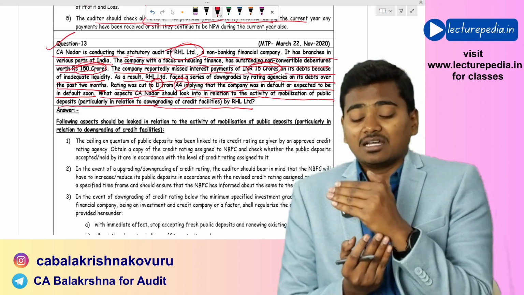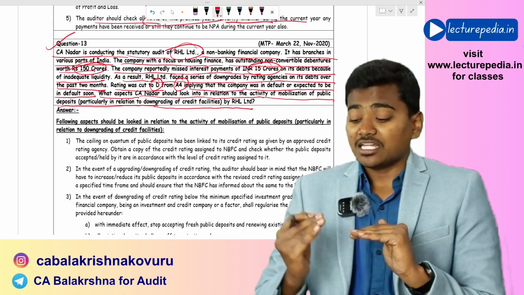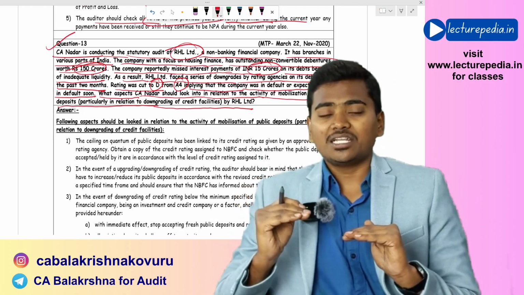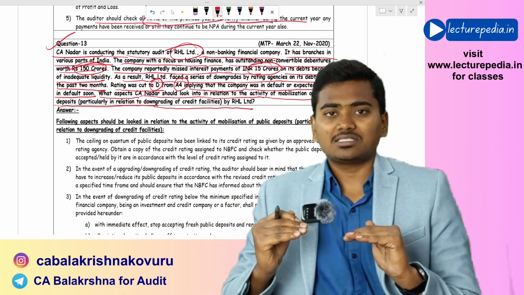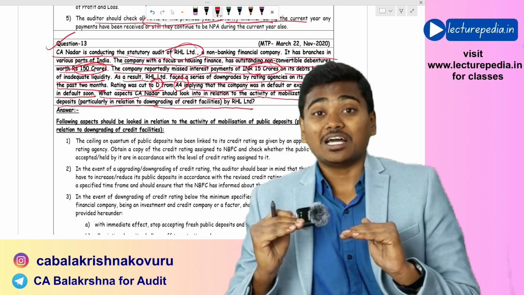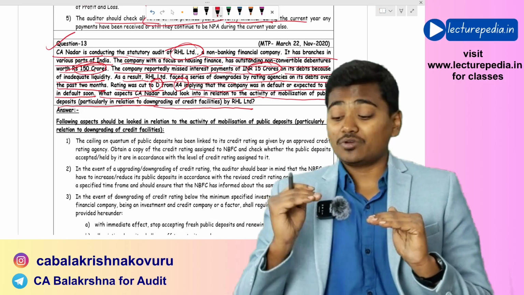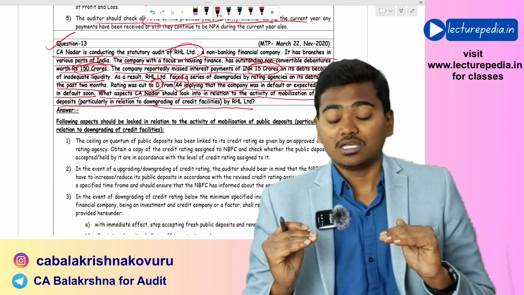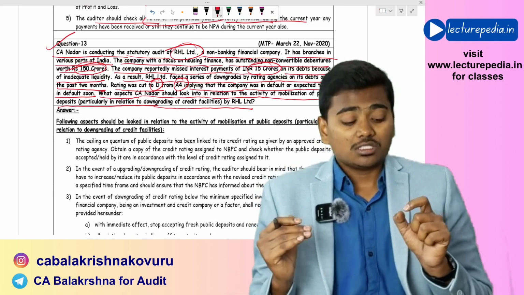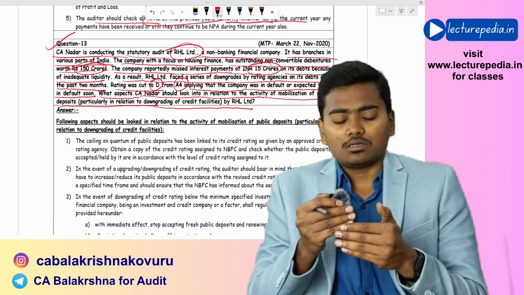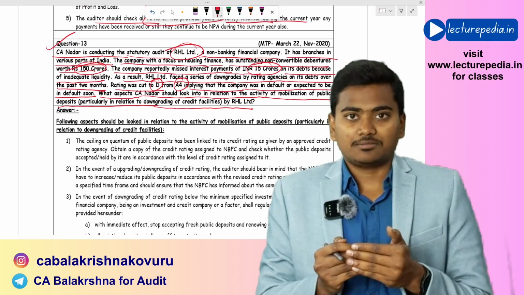Basically, if the credit rating has decreased, the respective borrowings of the NBFC should also be decreased. Borrowings or the deposits that the NBFC has taken should also be reduced in line with the respective credit rating. That has to be checked, whether it has been reduced or not. If it is not reduced, it has to be regularized. How it will be regularized, that you need to discuss in the answer.